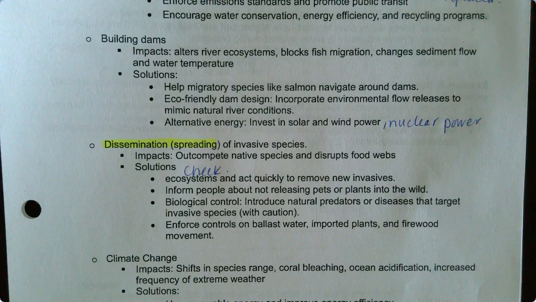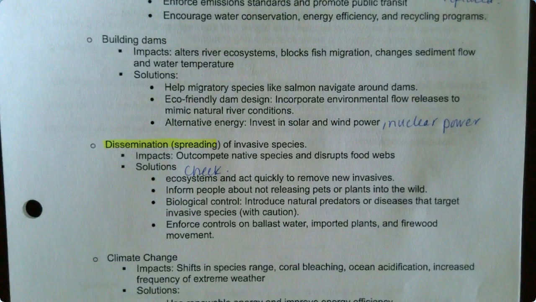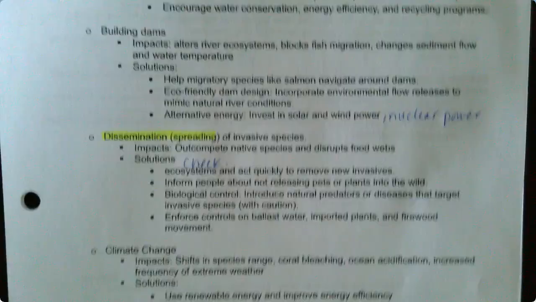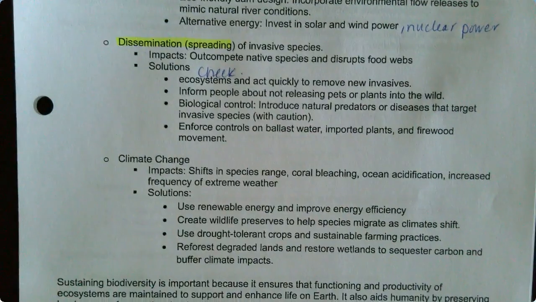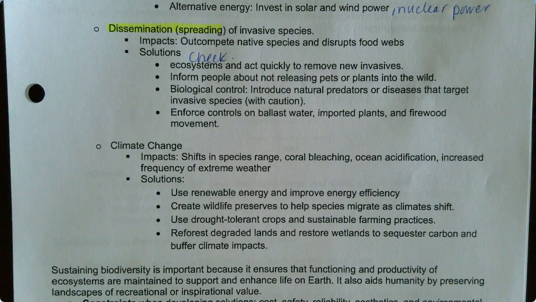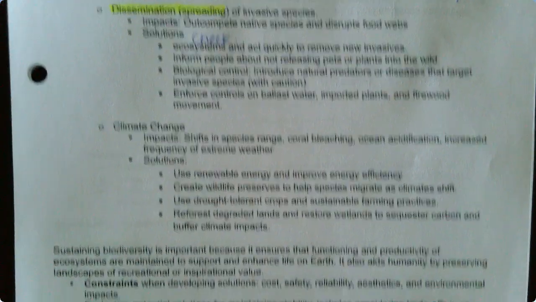Enforce controls on the water inside of the boats, imported plants, and firewood movement. Inside of firewood, you can wind up having pests. And when you transport it from one area to another, you might wind up having that pest inside of your firewood, and then that affects all the trees that live in your area. So usually firewood has a really narrow distance that it can be moved from one area to another.